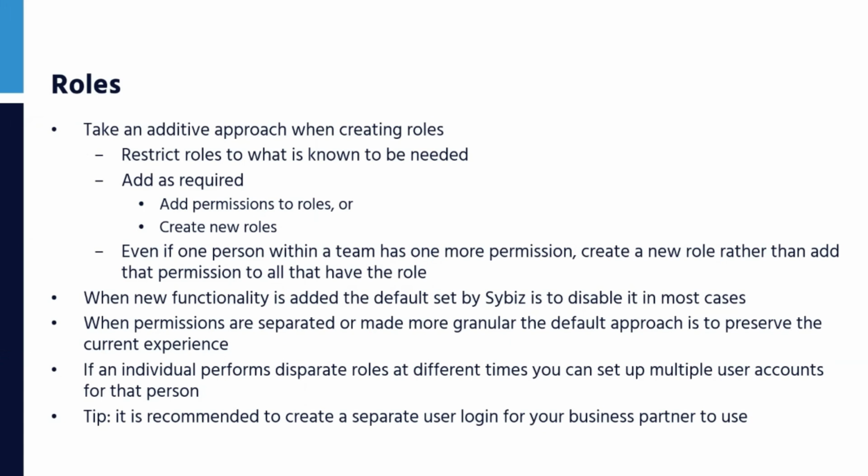And just a little bit of guidance here is to take an additive approach when creating roles. So have a bit of a think about it. What does someone doing this role need? Convey those permissions. Take a minimalist approach, because you can always add permissions. So if in doubt, don't convey that permission straight off the bat. Wait for that need to arise, if indeed it does, and then you could add those permissions to the roles, or even create new roles to convey those permissions. So even if you have one person within a team that has one more permission than everyone else within their team, create a new role and assign that to that particular user.